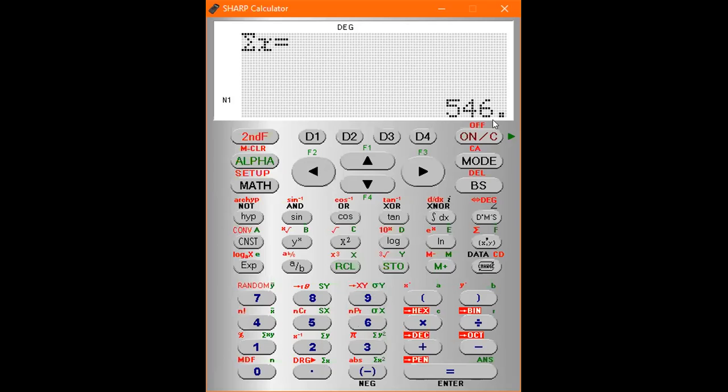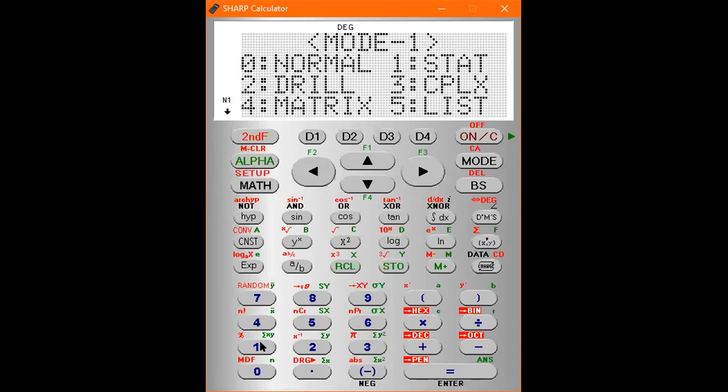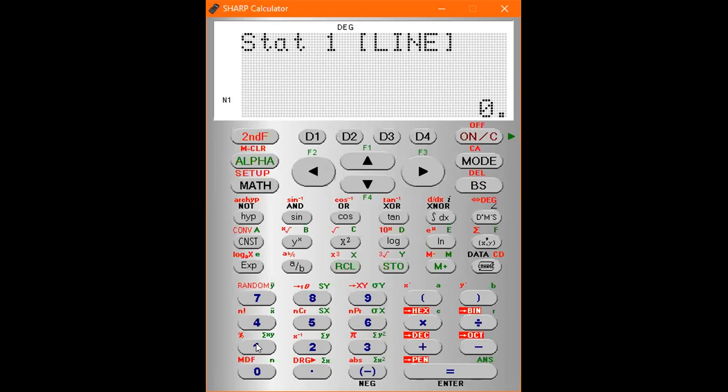let's go on to linear regression. So we're going to press mode 1 for stat and 1 for line. Okay, now for linear regression, it's a scatter point graph. So you need to type it in as a coordinate pair.